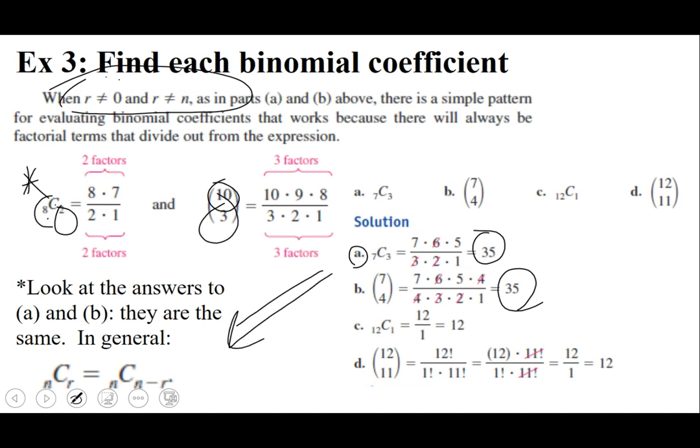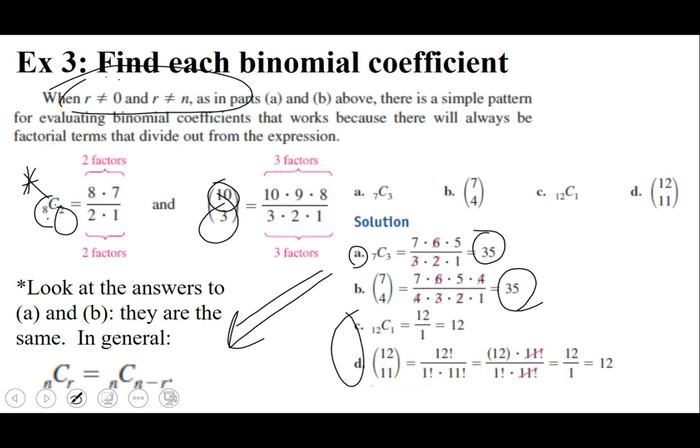A special note over here, take a look at the fact that A and B wound up being the same. In general, if you're trying to find nCr, it's going to be equal to nC(n minus r). So that's how we can see here that 7C3 and 7C4 would wind up being the same. Again, just an interesting fact, perhaps a shortcut for you to use, but if you'd rather just do them all using the formula, that would work as well.